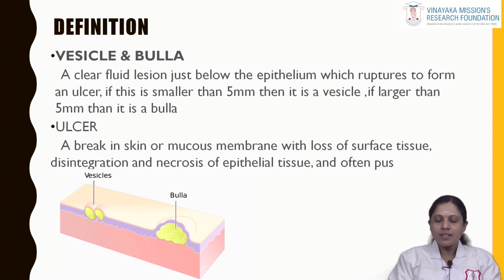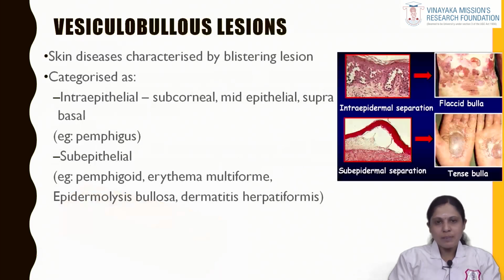When there is a break in skin or mucous membrane with loss of surface tissue, followed by disintegration and necrosis of epithelial tissue and often pus, it is termed an ulcer. First we will be seeing about vesiculobullous lesions.